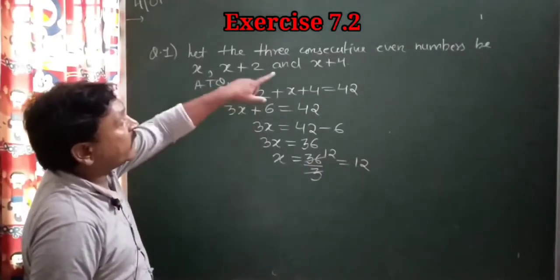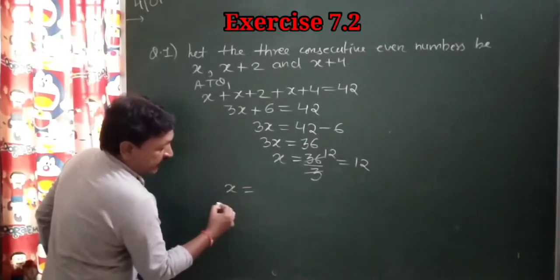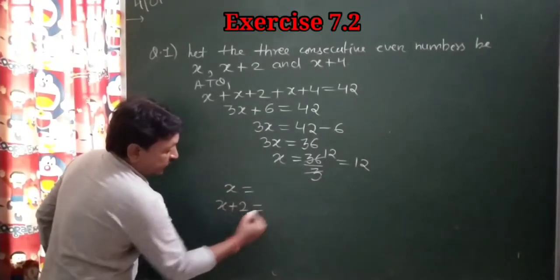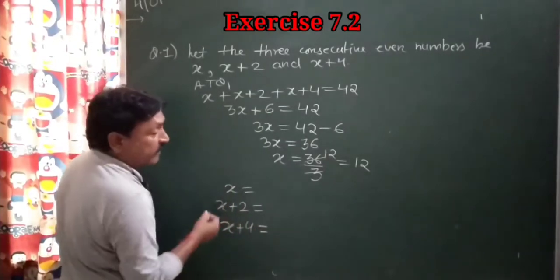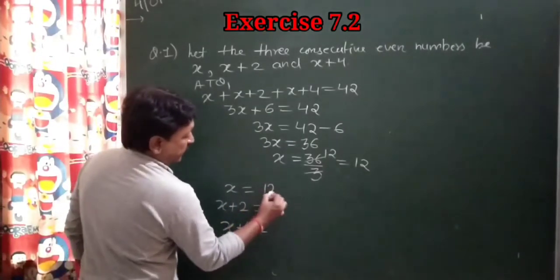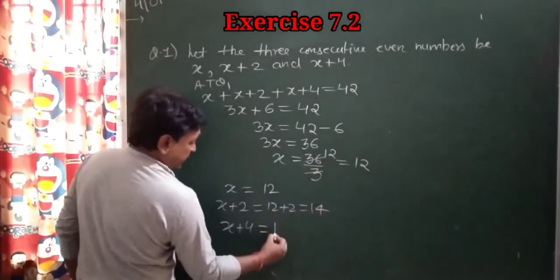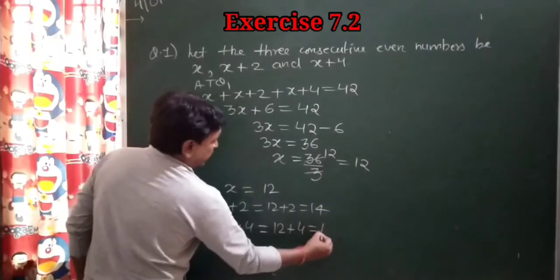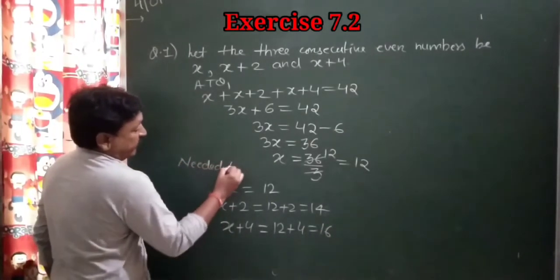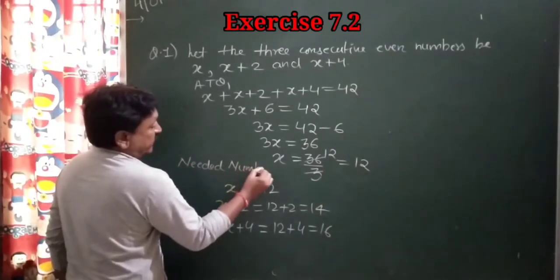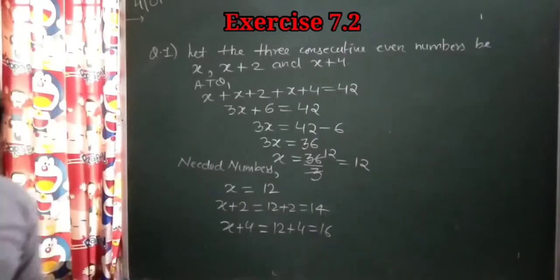Now can we have our 3 consecutive even numbers? Yes. What were they? One was x, second was x plus 2, third was x plus 4. So just substitute the value of x in place of x. 12, 12 plus 2, 14, and 12 plus 4, it is 16, and they were our needed numbers. Okay, see this question properly and write it down.